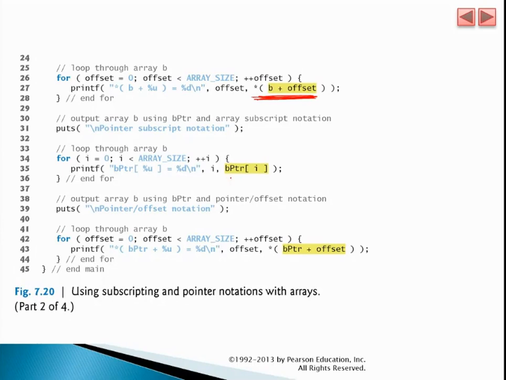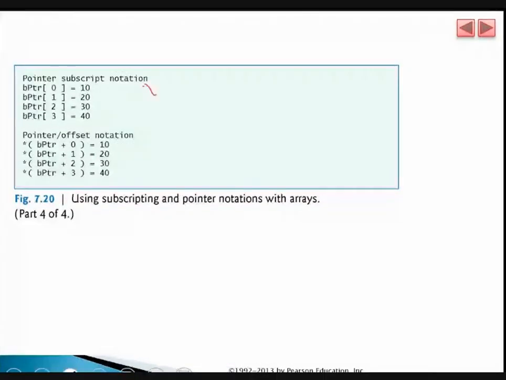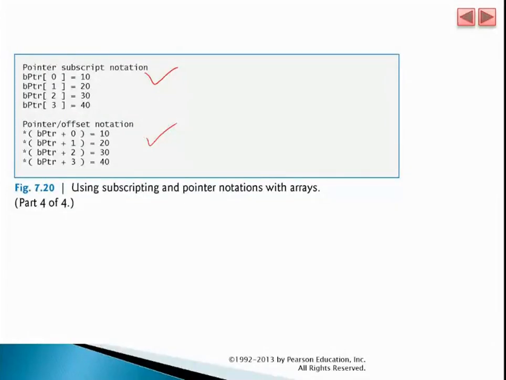Now pointer subscript notation. Instead of offset, now we can use the subscript directly. So these are the four ways. Here I have used the array name as a pointer, and here I have used a different pointer as a name. So these are the four things that we have seen. Any question in this? All of this has the same effect. Yes, any question? No?